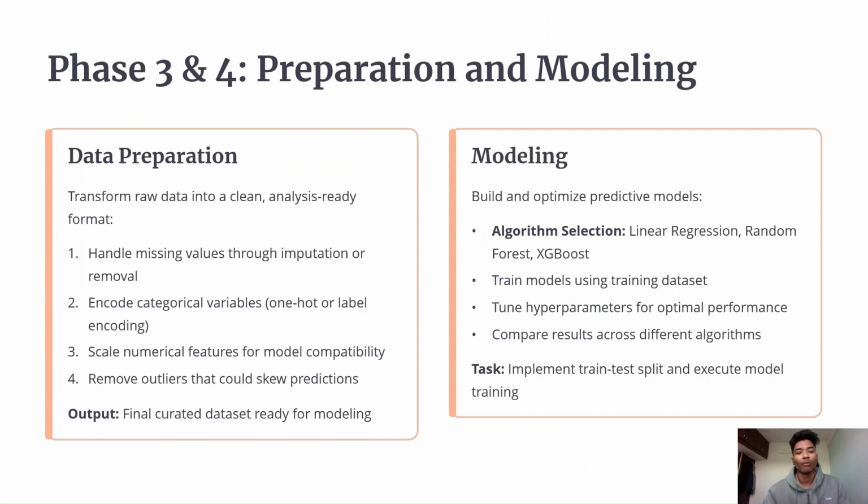Now, phase 4 is modeling. Once the data is ready, we start building our models. Here, we choose algorithms like linear regression, random forest, XGBoost, train these models on the training dataset, tune hyperparameters for the best possible performance, and compare results to identify which model performs the best. This phase is where the actual prediction capabilities are created.